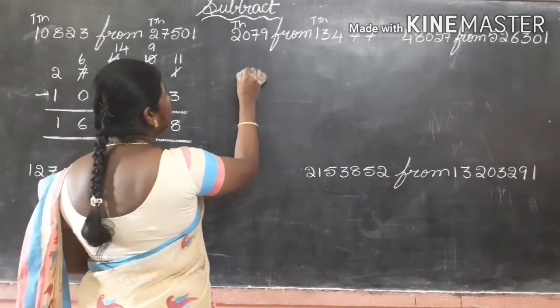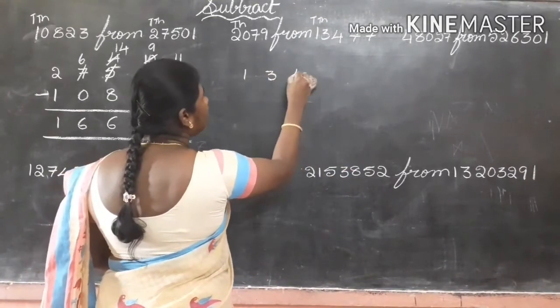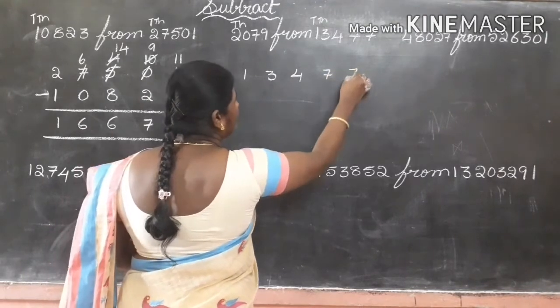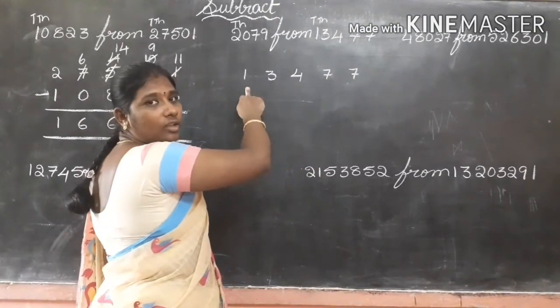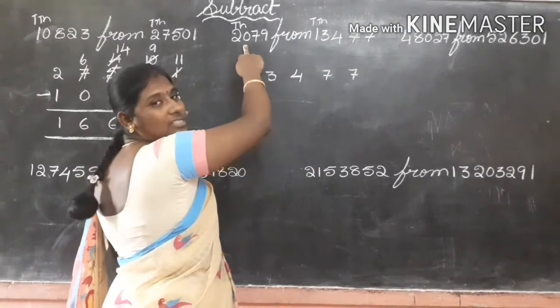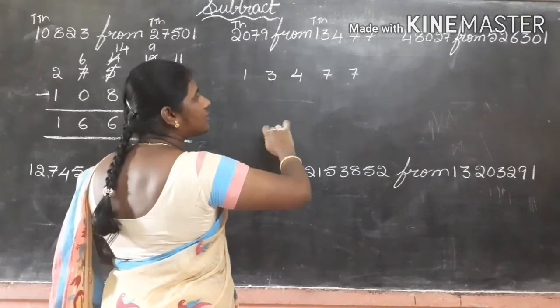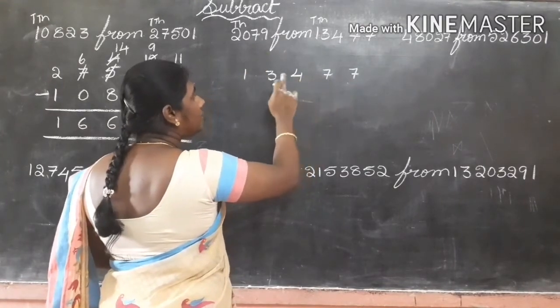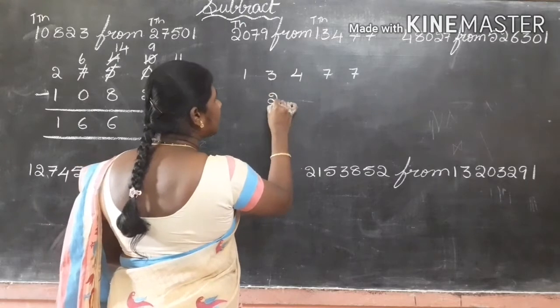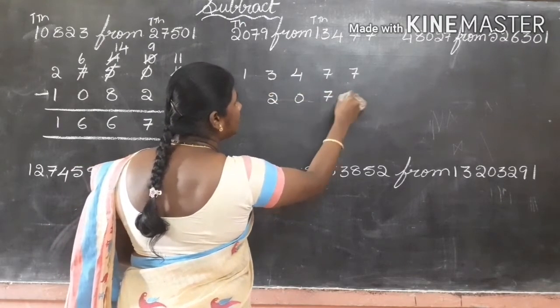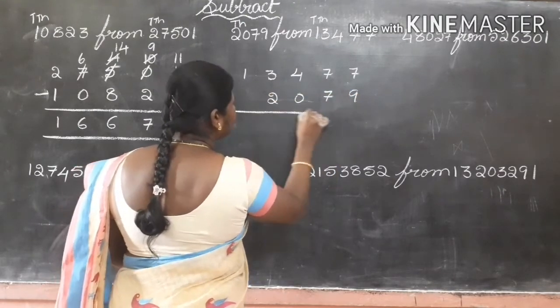So first, 13,477. It starts from the 10,000 place, but this number starts from the 1,000 place. In this, what is the thousands place? Ones, tens, hundreds, thousands. So we have to write the next number from here, 2079.